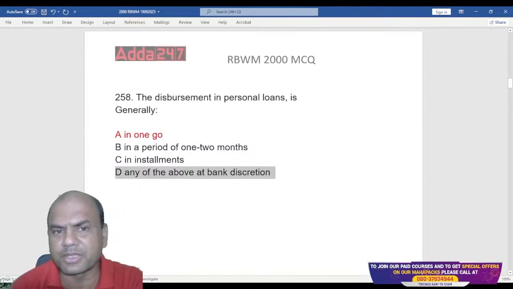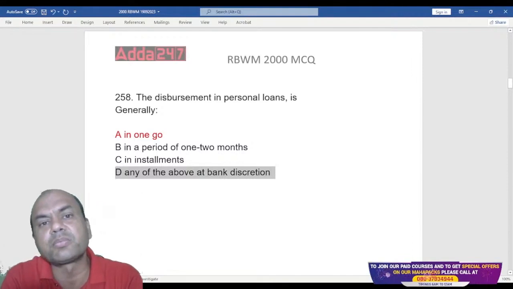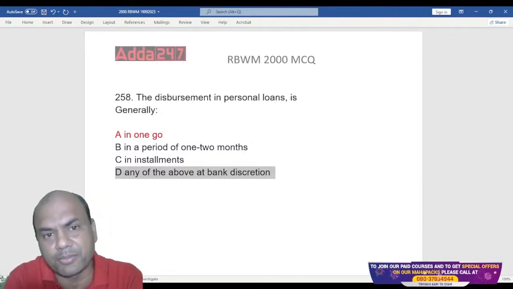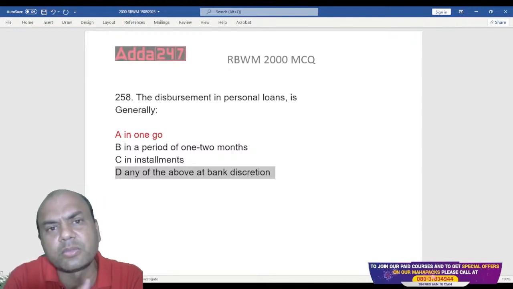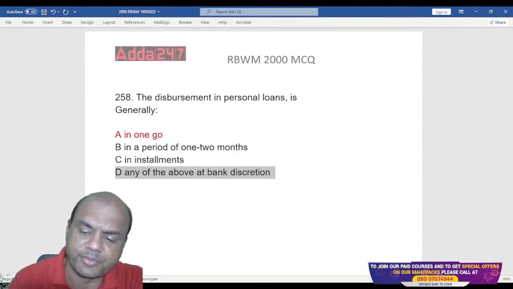But generally what happens, personal loan is for what? Personal loan is for the personal requirements. And for that, the customer has applied, right? So if the customer has applied for some urgent work, that person needs exactly the full amount for that urgent work. So that's why it's always disbursed in one go. Okay.